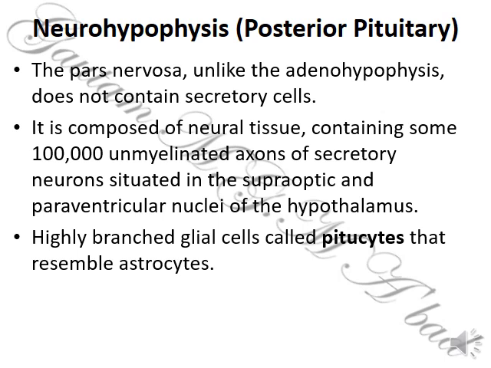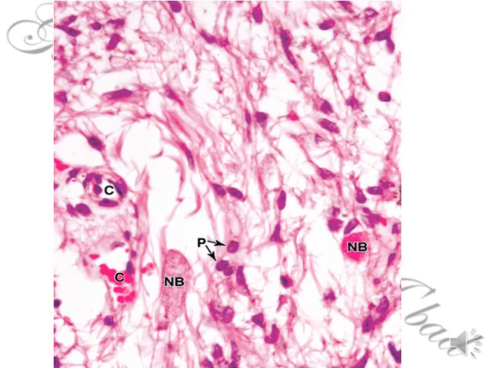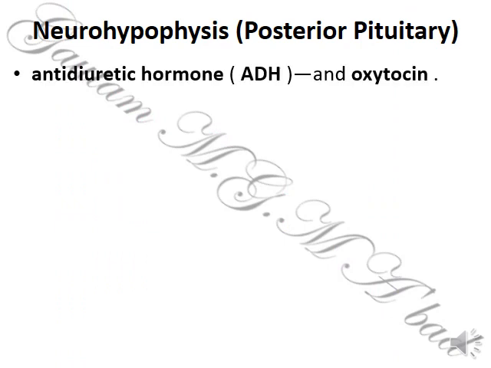Do you remember what the glial cells are? In the central nervous system we talked about astrocytes and oligodendrocytes. These astrocytes get modified here because they are present in the posterior pituitary, and we call them pituicytes. Here we can see the collection of these small, highly branched pituicytes, along with the secretions coming from the unmyelinated axons. And these are two hormones.